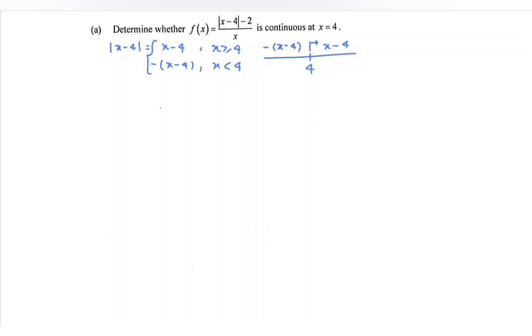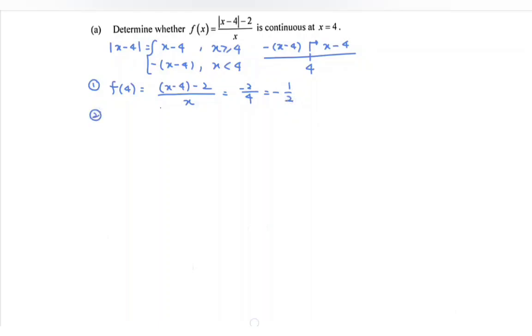Next, kindly focus on the question. The question mentions continuity. So step number 1, f(4). Referring to the number line, we move towards the right hand side, where we substitute 4 into x minus 4. Then we have x minus 4 minus 2 over x. If we substitute, we get negative 2 over 4, which is negative 1 over 2. So that is f(4).